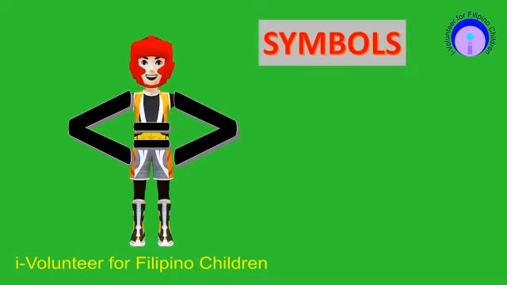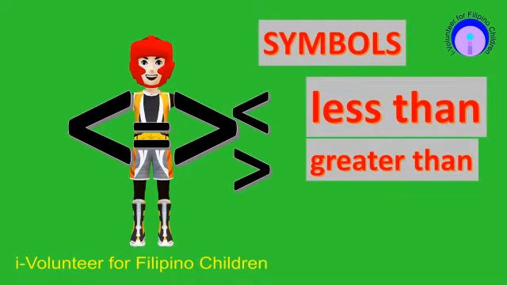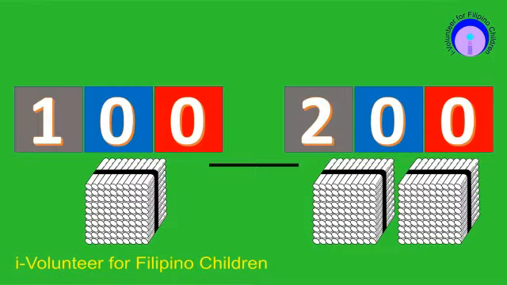There you have it. We have learned about the three symbols. Let us try to use which symbol is more appropriate to compare two numbers. Let's compare 100 and 200. Which symbol are we going to use? 100 is less than 200.